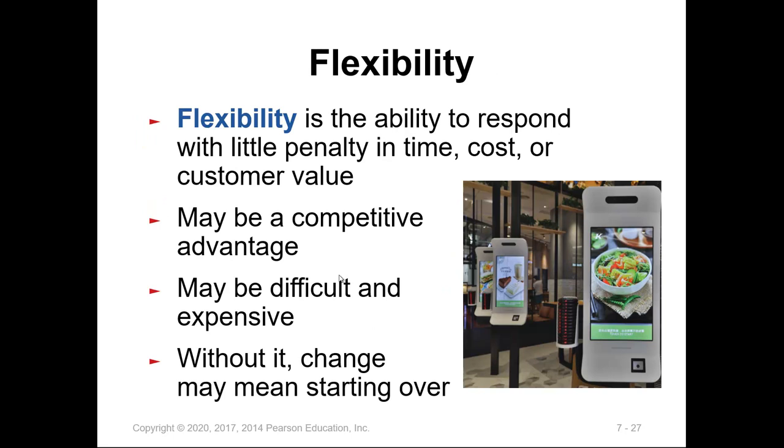When we say flexibility, flexibility means the ability to respond with little penalty in time, cost, or customer value. Although it might be difficult and expensive, it might provide a competitive advantage in the market, especially if we are talking about a global market. Without flexibility, change could mean starting over. If you don't have flexibility in the system and you cannot change frequently, then if you need to change, you have to start from scratch. You have to wipe whatever you have right now and start all over again.